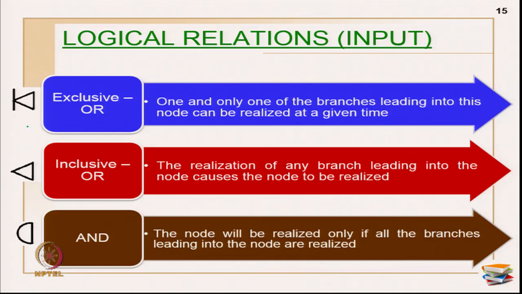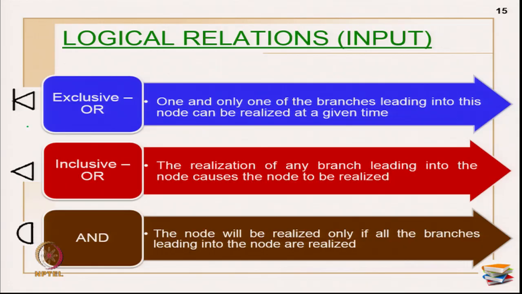The realization, so primarily it is only a triangle shape. The realization of any branch leading into the node causes the node to be realized. Okay. So, whatever comes in, it just does its operations. Okay. Next is AND. The node will be realized only if all the branches leading into the node are realized.